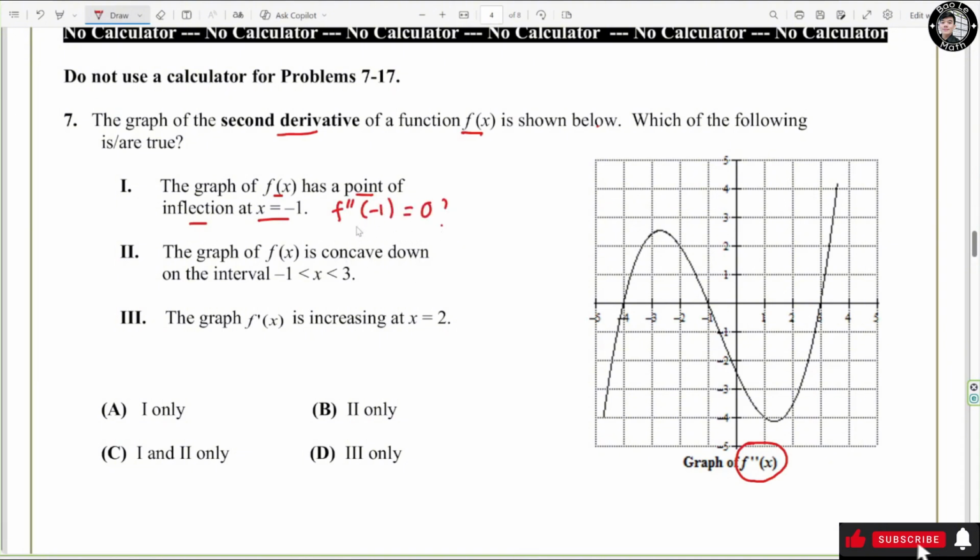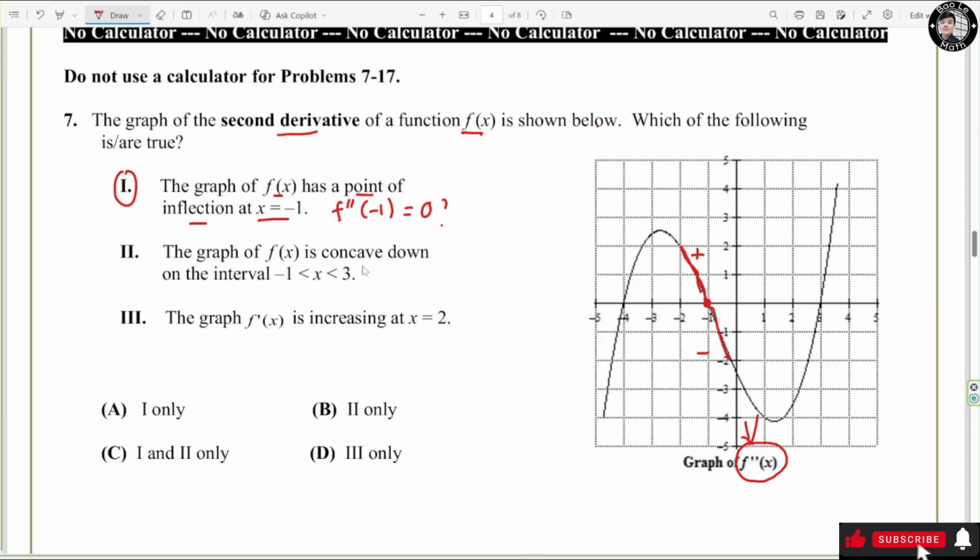And f double prime of s changes sign at s equals -1, right? So we check it. Yes, right here, -1 is the zero of this function. And f double prime changes sign from positive to negative. This one is positive because it's above the axis. This one is negative because it's below the axis. So 1 is correct. Now 2.